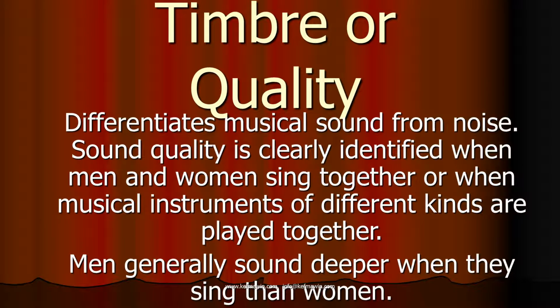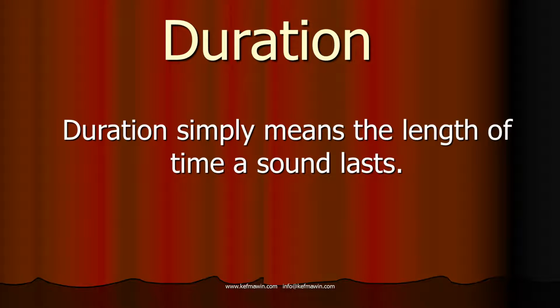Sound quality is clearly identified when men and women sing together, or when musical instruments of different kinds are played together. Timbre quality, for example, helps us to identify the sound of a violin. When you hear the violin and trumpet sound, you are able to differentiate by that characteristic of timbre or quality of musical sound. Alright, the next is the duration.